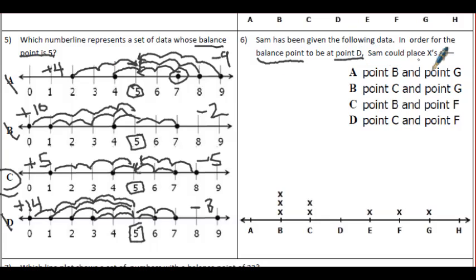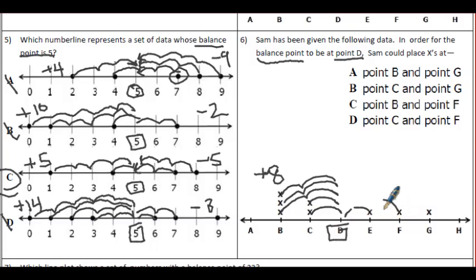For number 6, I want the balance point to be at D. So I want the balance point to be at D, and I'm going to add 1, 2, 3, 4, 5, 6, 7, 8. So I added 8 to everything on the left side to get it to D, and I'm going to subtract 1, 2, 3, 4, 5, 6. So I am subtracting 6 on all of the ones on the right side to get to letter D on the number line. And for C, I'm adding 1 to get to D.